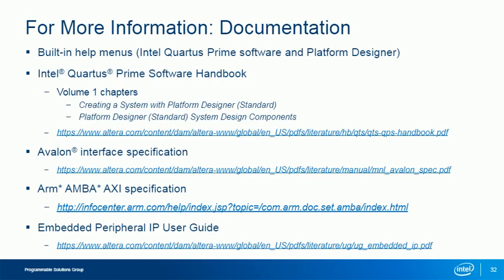To learn more about the basic use of the tool, see the built-in help and the Intel Quartus Prime Standard Edition Handbook, specifically the chapters highlighted here. There are also a number of other related chapters in the handbook that provide more information about more advanced use of the tool. To learn more about the standard interfaces supported in Platform Designer, see the linked documents from Intel FPGA and ARM. Finally, see the Embedded Peripherals IP User Guide for details about many of the off-the-shelf IP you can add to a Platform Designer system.